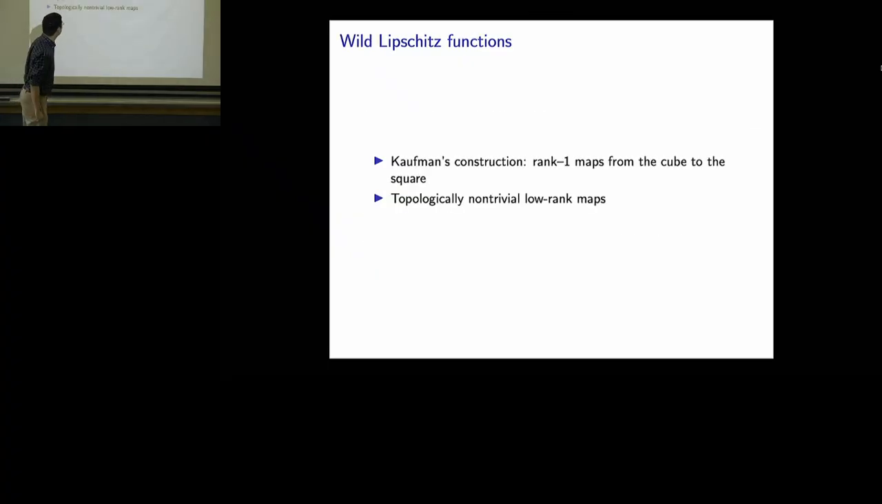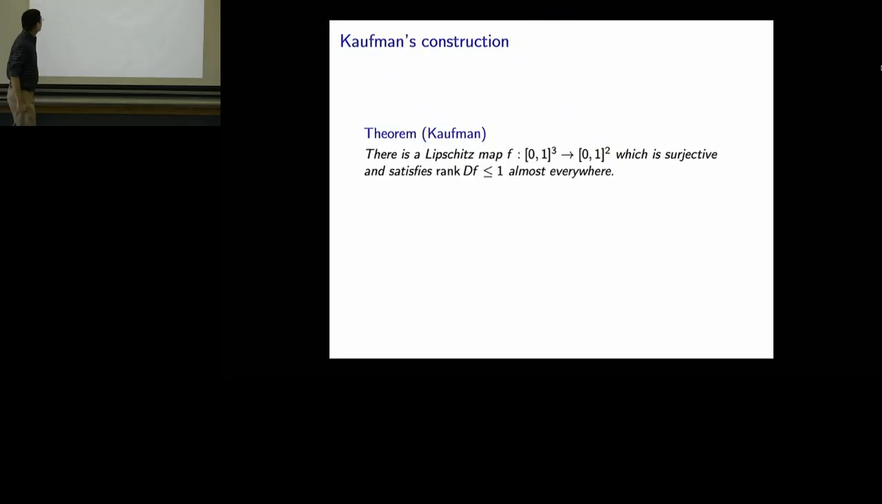First is a construction of Kaufman, where he constructed rank 1 maps from the cube to the square, and one is a family of topologically non-trivial low-rank maps. So let me start with this example of Kaufman. Kaufman constructed an example of a Lipschitz map F from the cube to the square, which is surjective. The image is the whole square, and the rank of the derivative is at most 1 almost everywhere. So at almost every point, it should collapse a neighborhood of that point to something one-dimensional.